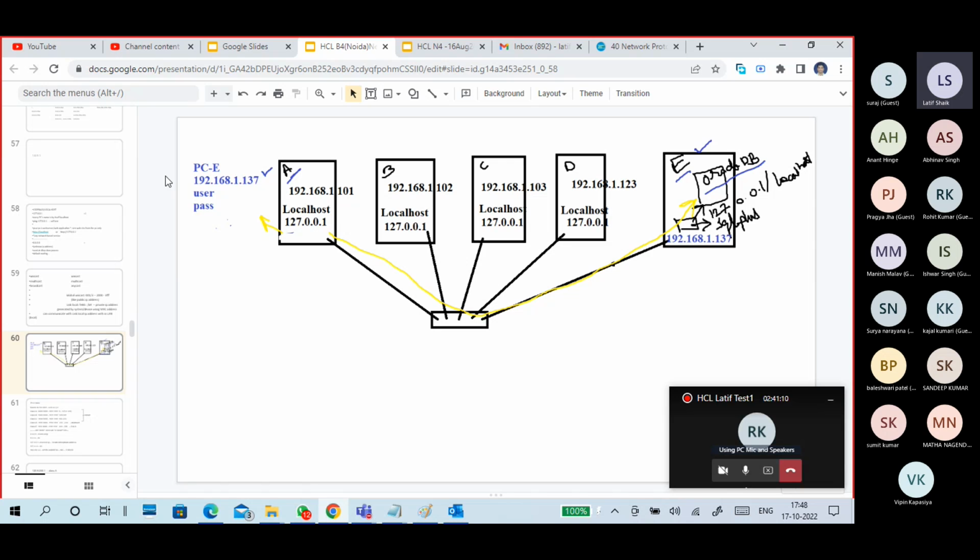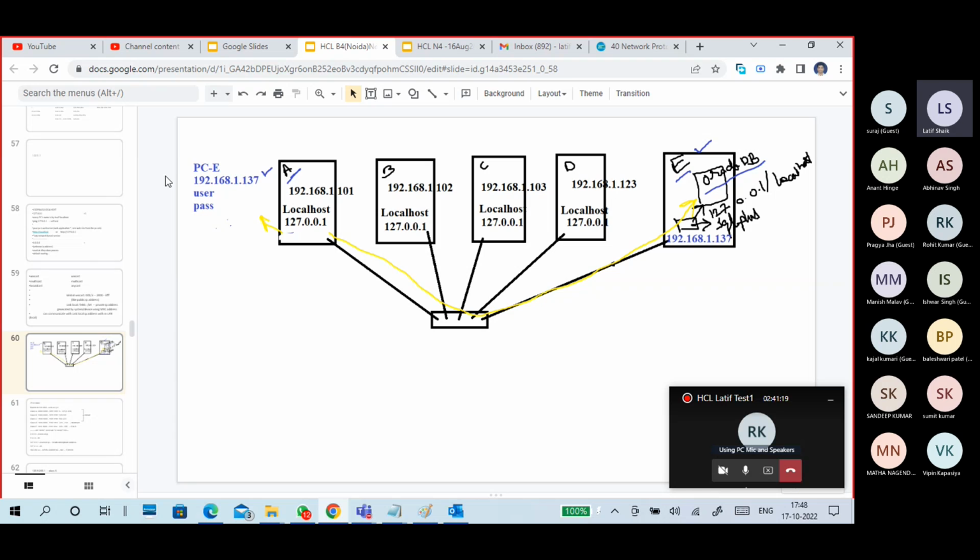C wants to send a packet to C only. Self packet, self sending, self communication, self pinging, self testing. Use 127.0.0.1 as the destination address. So that is the thing I explained.